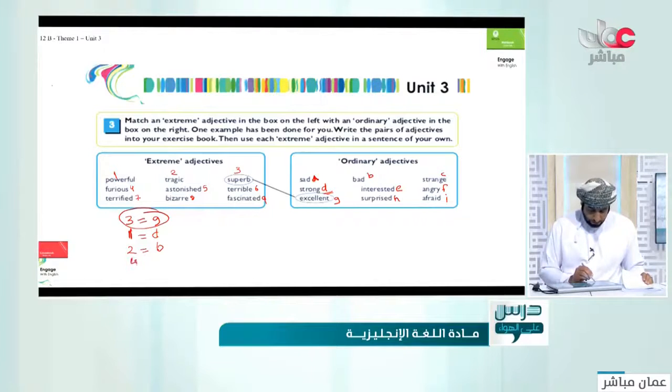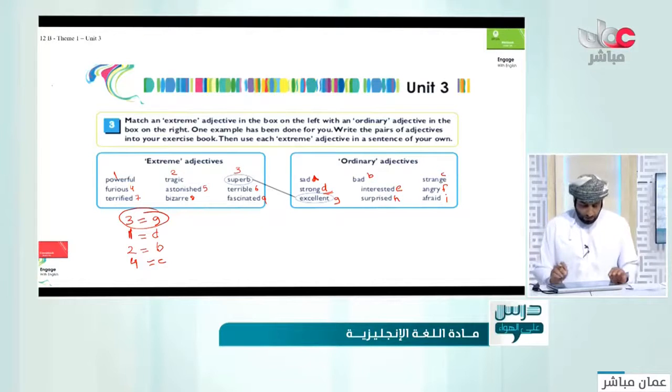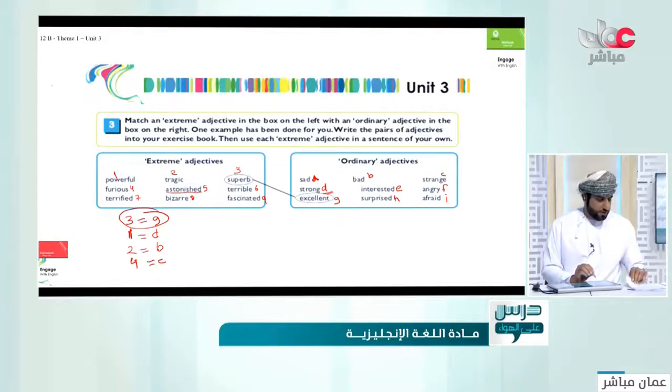Number 4 to C. Okay. We have it here, number 5, astonish, which is number 5, yes. Astonish, which is number 5, will go to surprise, H. Number 6, terrible, will go to bad, yes.